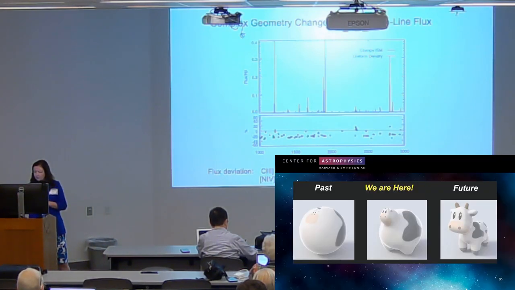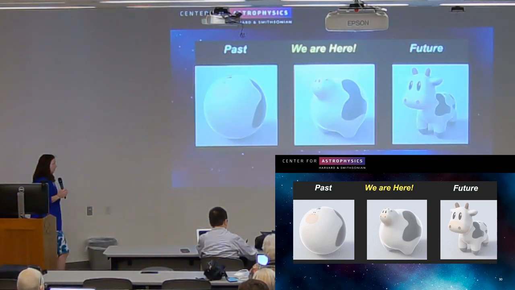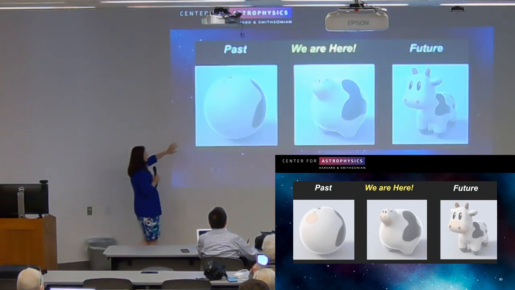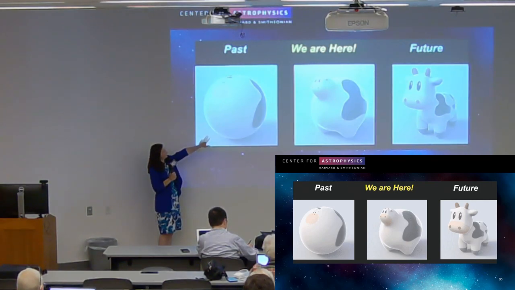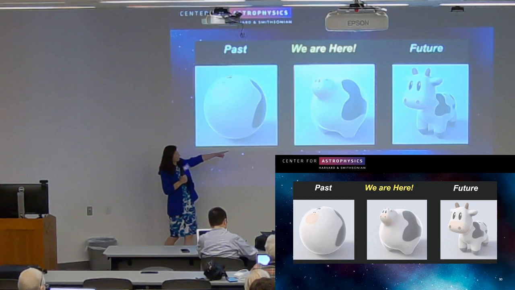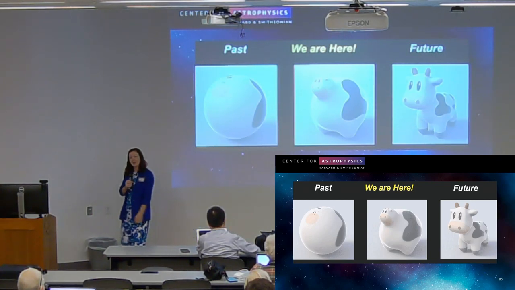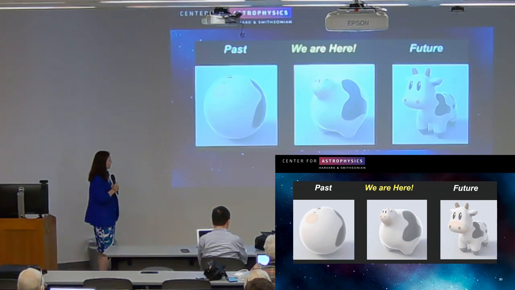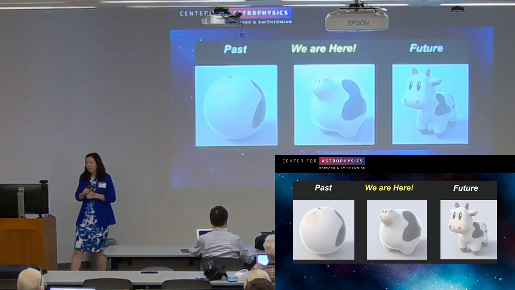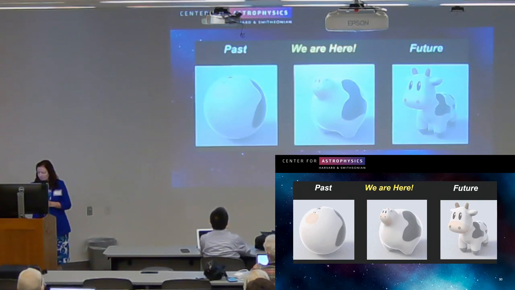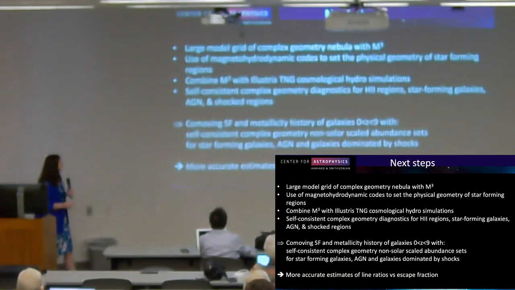And so to wrap up, we were like this, assuming spherical. We're not there yet. We're only in the middle here, where we've got maybe a little cow with a little head, but we don't have the full features in terms of how well we can model our H II regions. We're getting there, but I just want to spend the last bit of my talk on what we have to do next.